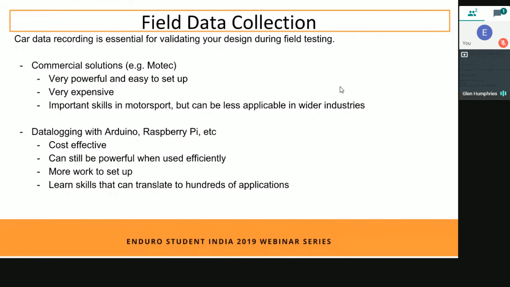Obviously, things like your Arduino and Raspberry Pi are more work to set up. You need to get into the coding. You need to write a data logging script for it. But these are skills that can often translate to hundreds of different applications. It's amazing where in the world of engineering you find a use for just, I wish we could record this as it runs, or I wish we could log that as it runs. And if you can bring that skill to a role, it can be extremely valuable.